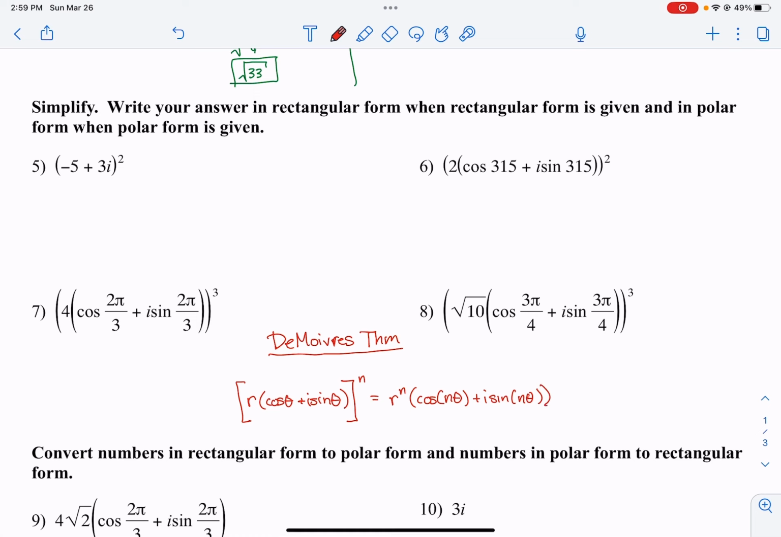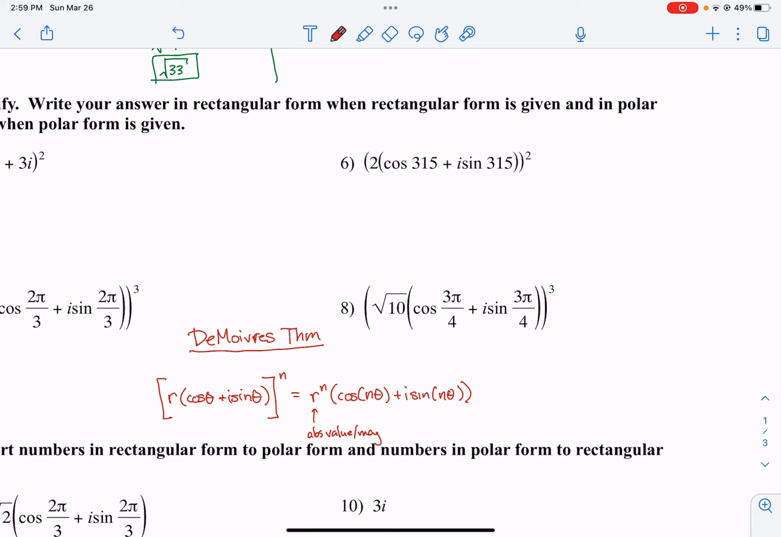So that's a really nice little formula here. So all we have to do is multiply the angles by n, and then raise essentially the absolute value to the power n, right? Remember, the r represents your absolute value or magnitude. You just raise that front number to the power of n. So for polar form, it's not too bad.